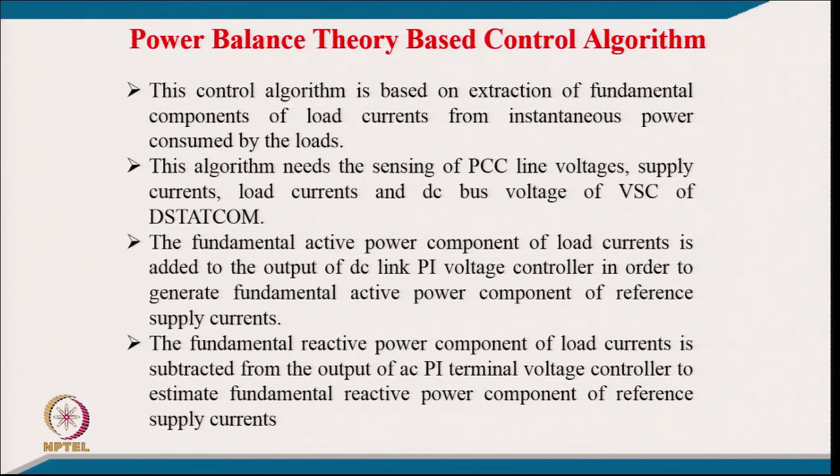In the previous unit template algorithm, of course, we are not sensing the load current, but here we require the sensing of the load current. The fundamental active power component of load current is added to the output of the DC link voltage control in order to generate the fundamental active power component of the reference supply current, and the fundamental reactive component of load current is subtracted from the AC PI controller output to estimate the fundamental reactive component, similar to what we discussed previously.